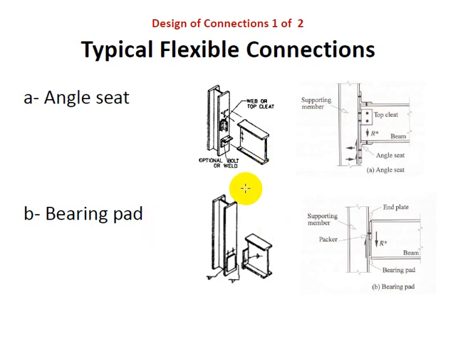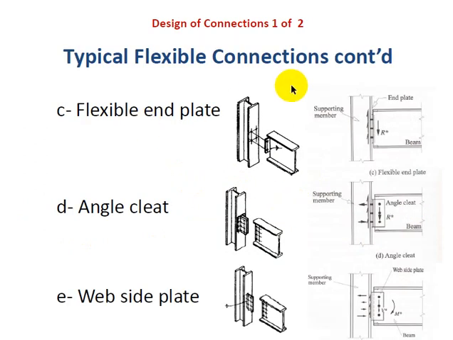Bearing bolts is another type of connection. Also, you can see that we're having a connection in the web. Moving on, flexible end plate, also a connection in the web. Angle cleat, there are so many types of connections, but you can see that even with the angle cleat, we're connecting the web of the beam to the column. We're not touching the flange. And this is the critical point.